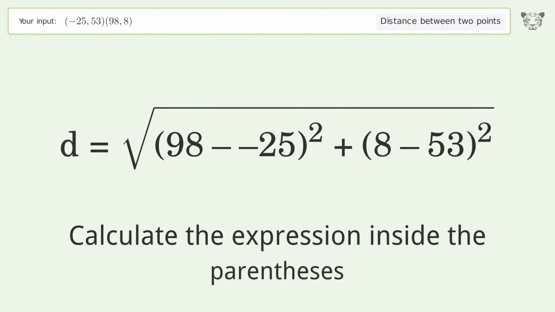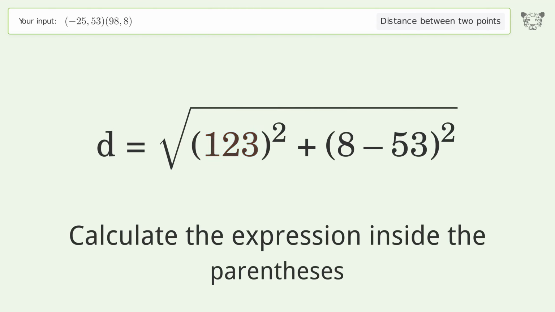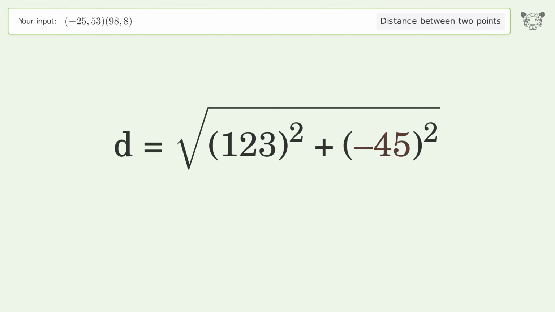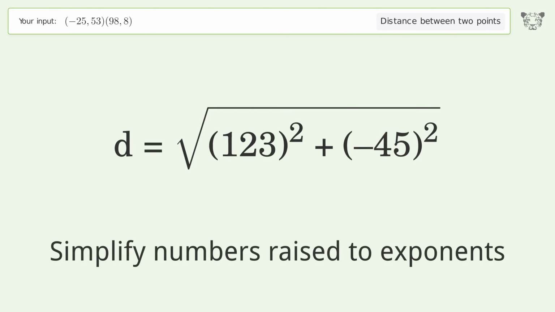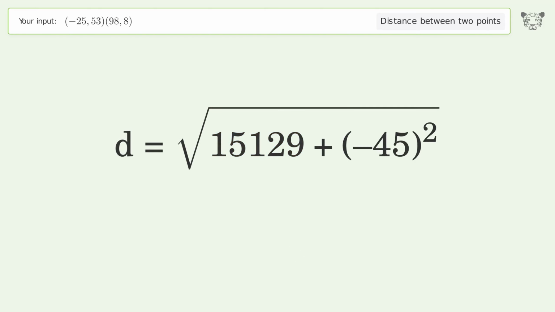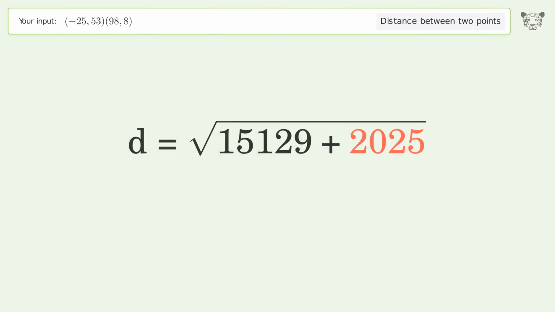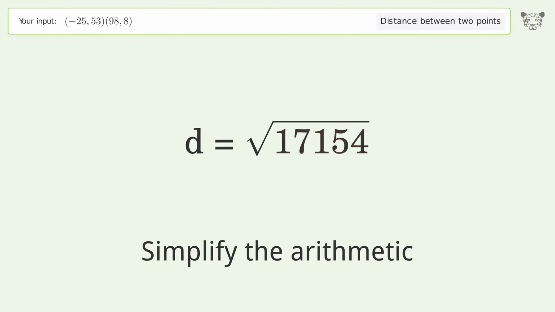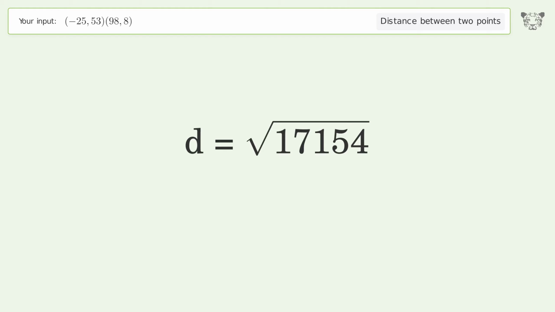Calculate the expression inside the parentheses. Simplify numbers raised to exponents. Simplify the arithmetic. And so the distance between the 2 points is the square root of 17,154, or 130.973.